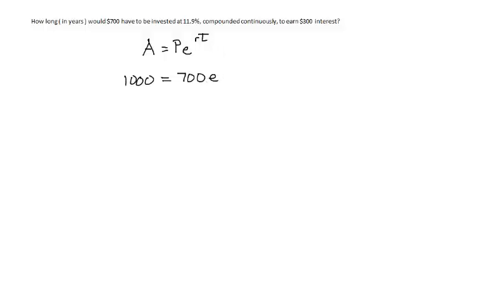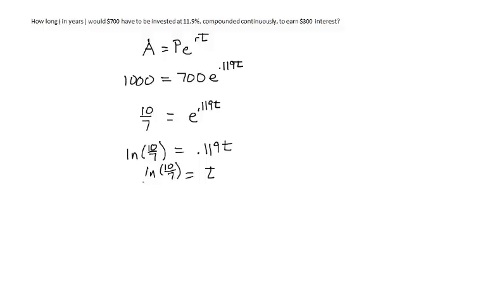e to the RT, and we're trying to solve for time, so we're going to have 0.119 t, and the first thing I'm going to do is divide both sides by 700, so I have 10 divided by 7 is equal to e to the 0.119 t, and now I'm going to ln both sides, so I have ln of 10 divided by 7 is equal to 0.119 t, and then t is equal to the ln of 10 divided by 7 divided by 0.119, and when we calculate this, we find that t is equal to 3 years.